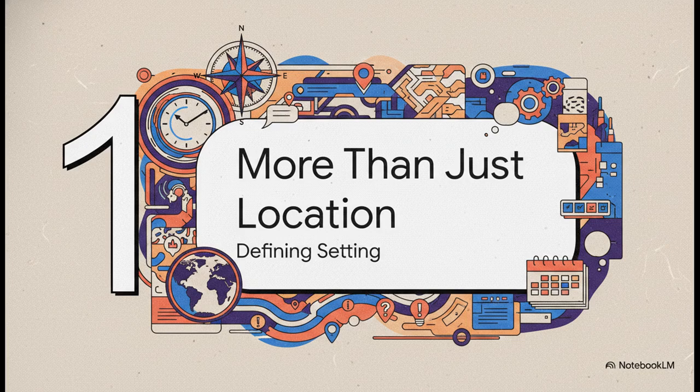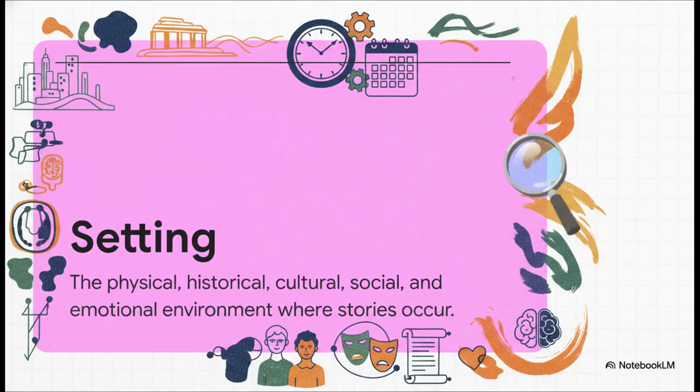Section 1. More than just location. Now, many of us initially think setting is simply where a story takes place. But the fundamental definition goes way beyond just coordinates on a map. It encompasses the complete physical, historical, cultural, social, and emotional environment wrapping the entire narrative. It helps answer not just the where and when something happens, but what the actual social conditions are, and, deeply importantly, how those exact conditions are actively affecting the characters.